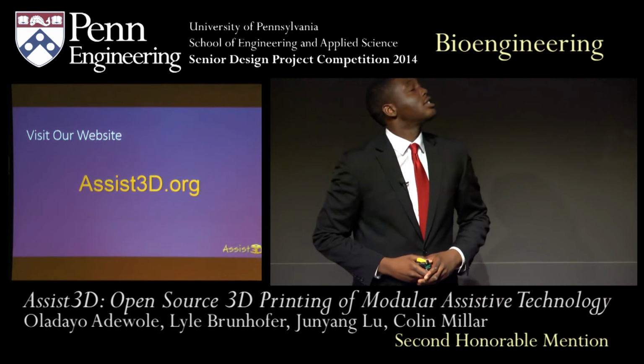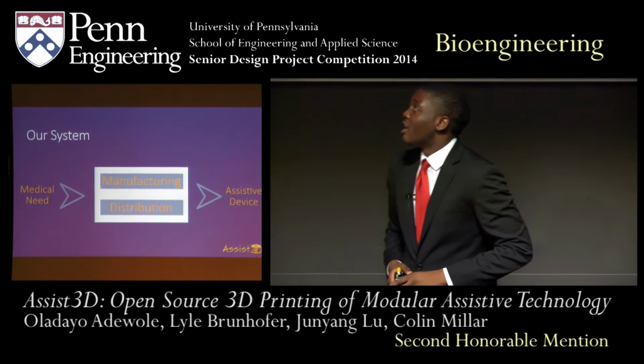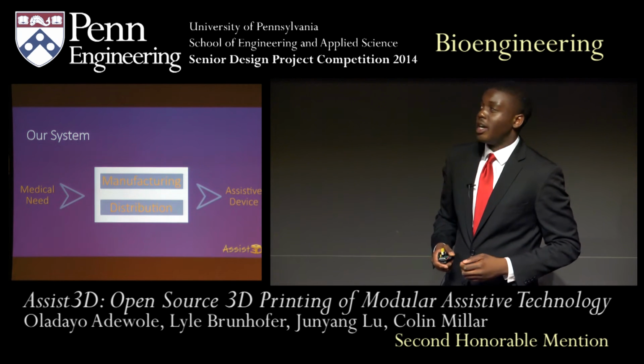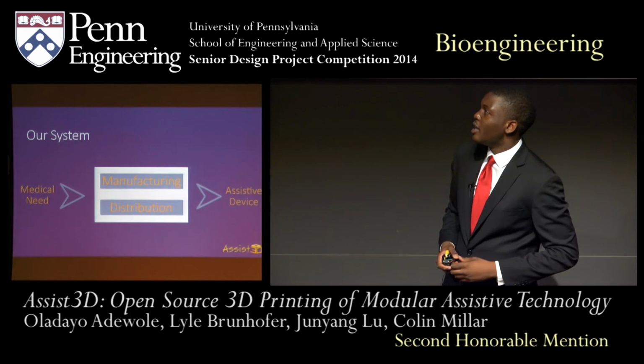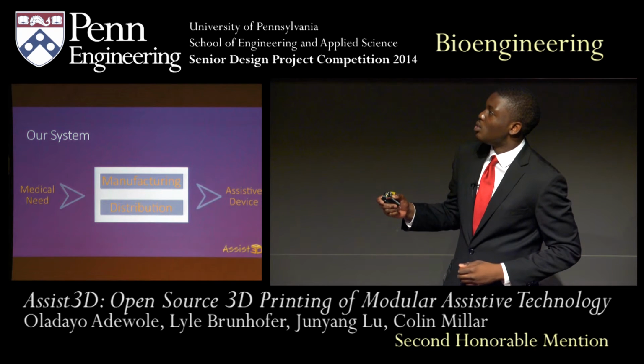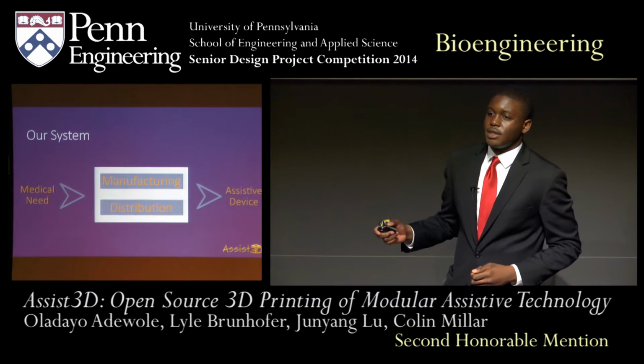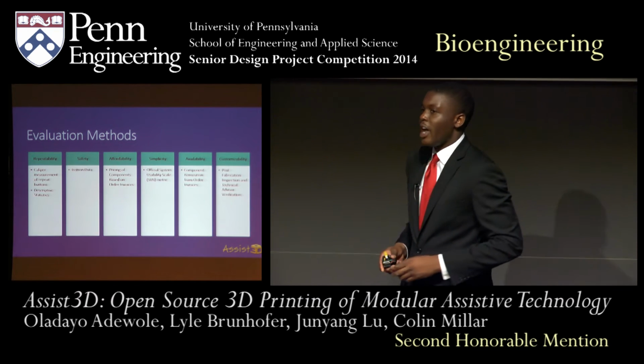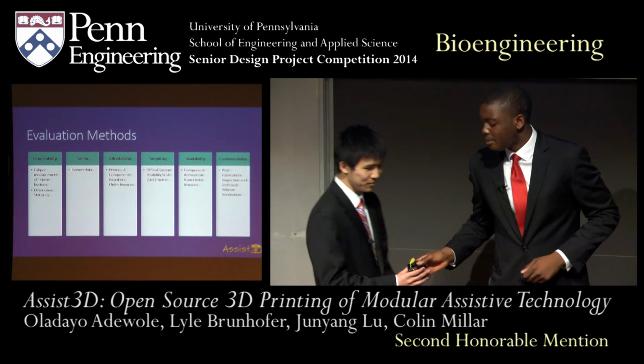So again, it's Assist3D.org. And just to reiterate, we've created a system where you can manufacture something with a 3D printer and a distribution system through the website. And we've used it to address a medical need and create an assistive device for children with cerebral palsy. Now John's going to talk you through how we evaluated the progress of our project over the year.